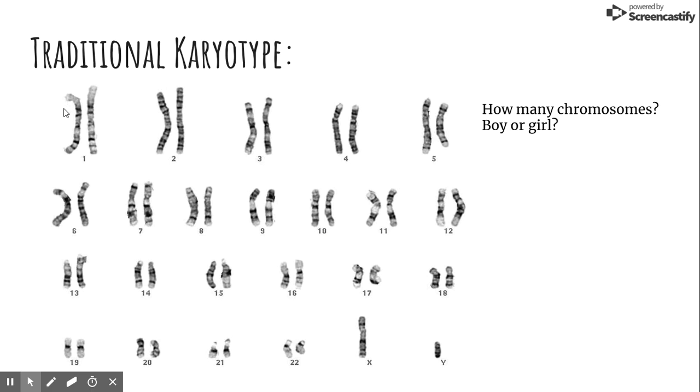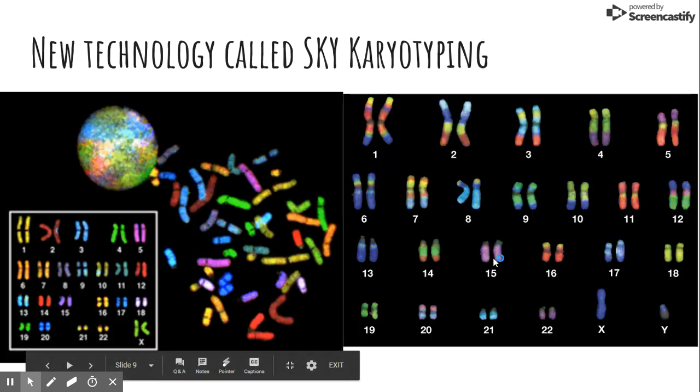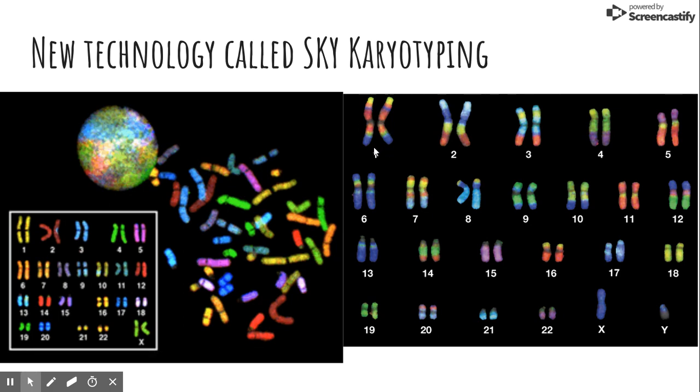This is a karyotype. We have each pair of chromosomes arranged by length from tallest to shortest, and then we have our sex chromosomes down here. We have XY, which means we have a male. We have also updated this technology. We can now do sky karyotyping, which means we can show the bands in color. But the reason I wanted to show you this picture is because of this right here.